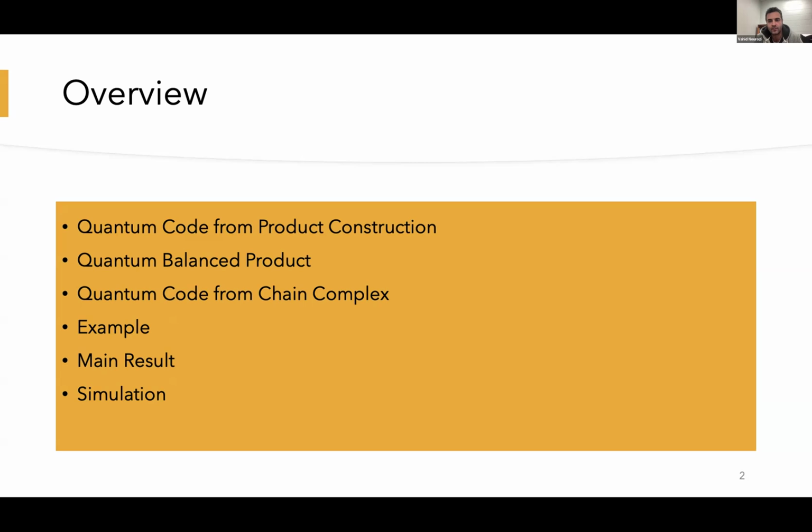Here's a brief overview of the topic. First, we look at how quantum codes can be constructed from the product, including the balanced product and the chain complex. Then I will show an example to illustrate this concept. I also cover the main theoretical result and finish with a discussion on the simulation outcome, giving a picture of how quantum LDPC codes can achieve better performance.